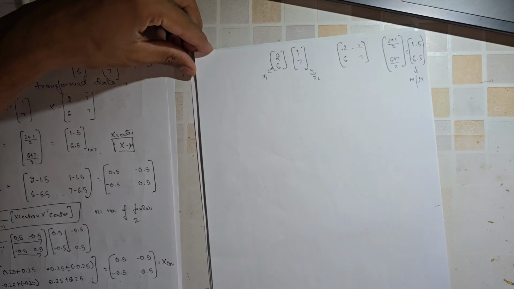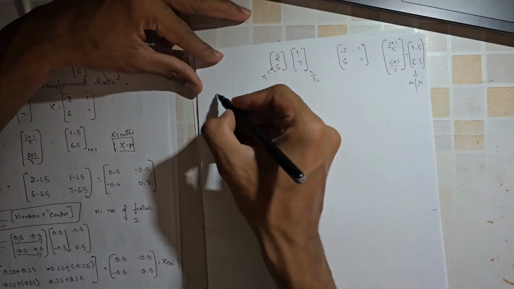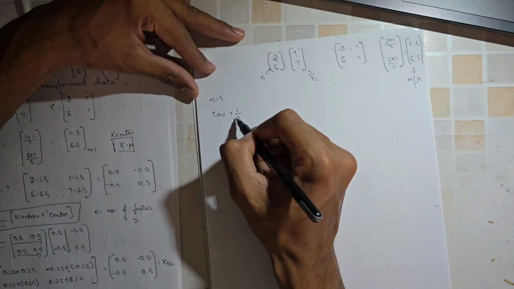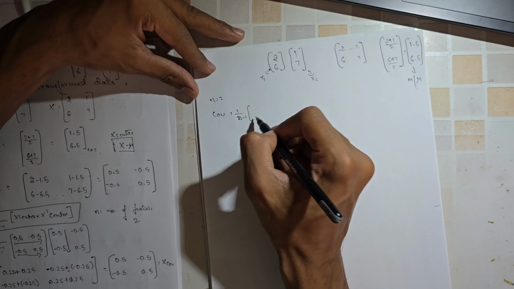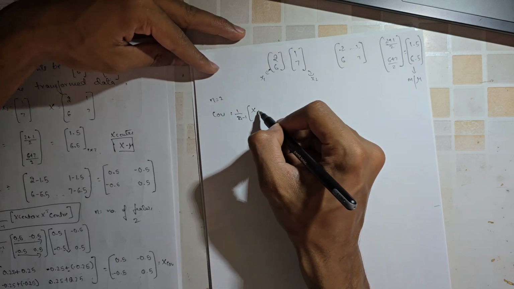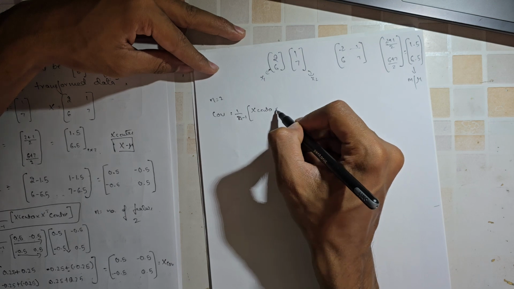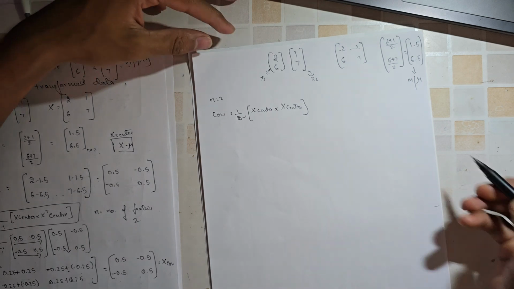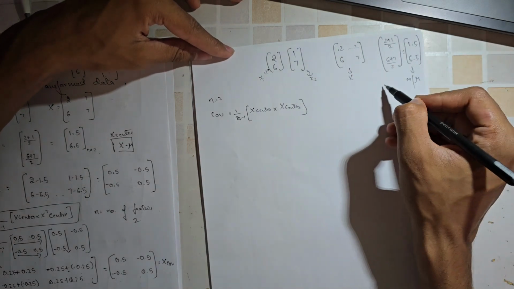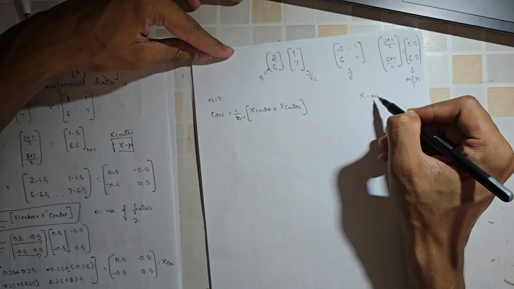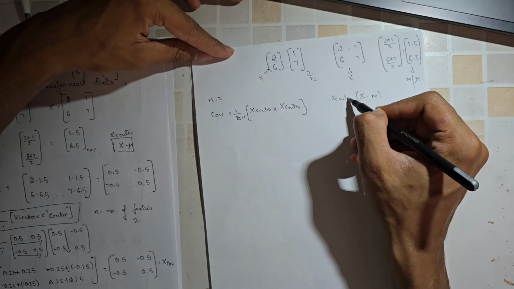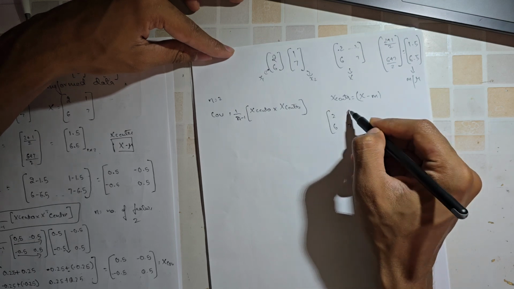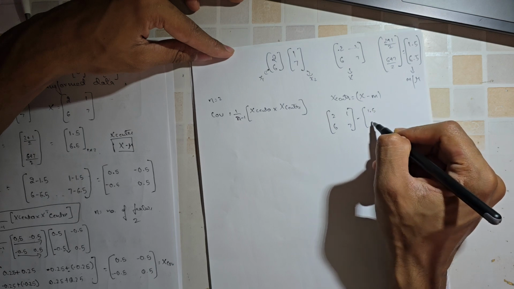Now covariance. See, there are two features, so your n value is equal to 2. Covariance, what's the formula? Covariance equals 1 divided by n minus 1, into x center into x center. Now what is this x center? X center is nothing but this is your x, right? This x minus m is nothing but your x center. How will we do that? 2 6 and 1 7 minus 1.5 6.5.